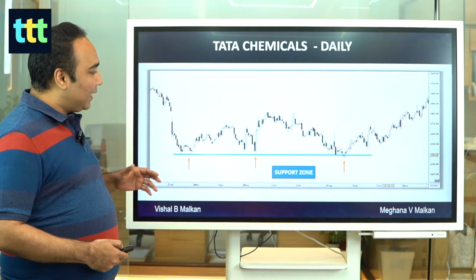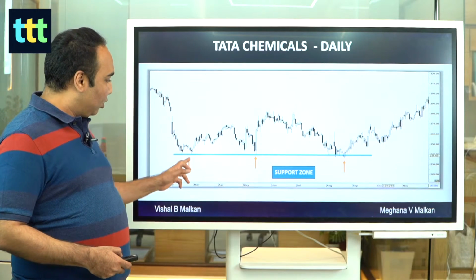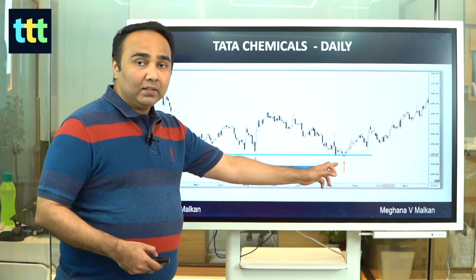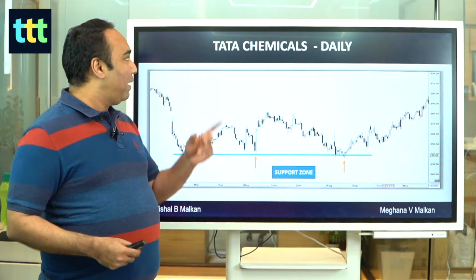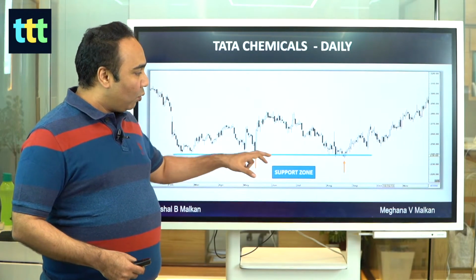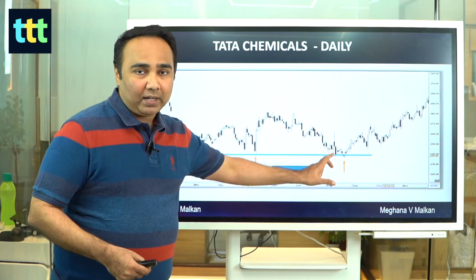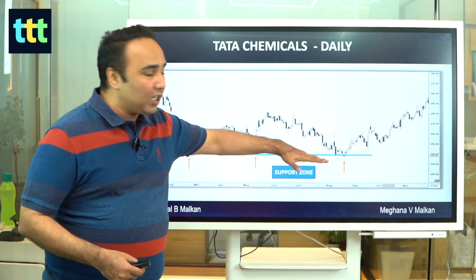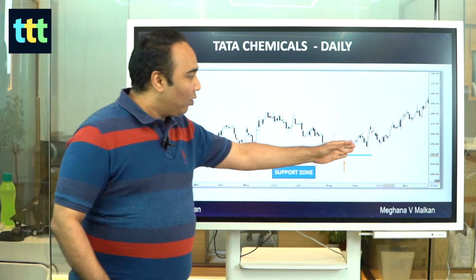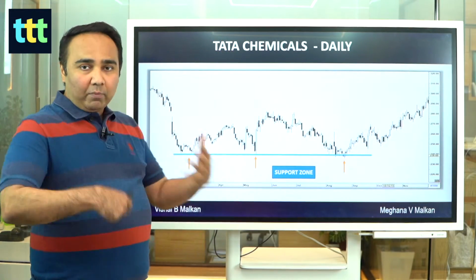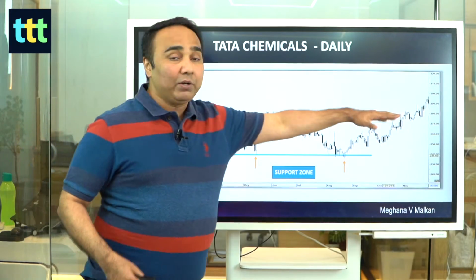Right, so let's talk about this. The support zone, 1, 2, 3, 4. Same level. So now if you are a buyer, if you are thinking to buy this stock, Tata Chemicals, what you do is buy near the support levels and just put a stop loss below the support levels. That's a low risk entry for you. And then it goes all the way up, and now we'll talk about resistance also. Maybe this is a resistance where you can exit.